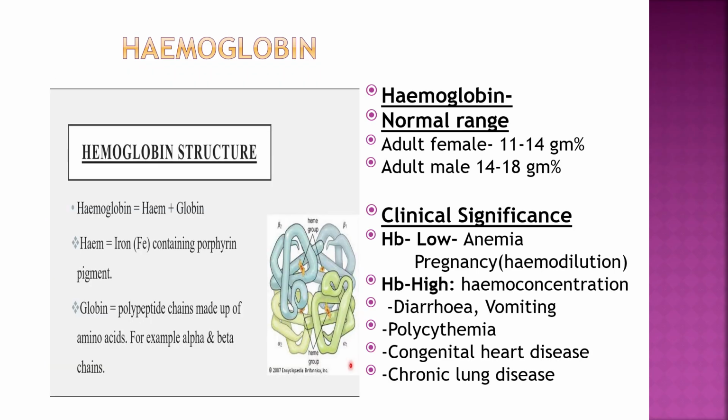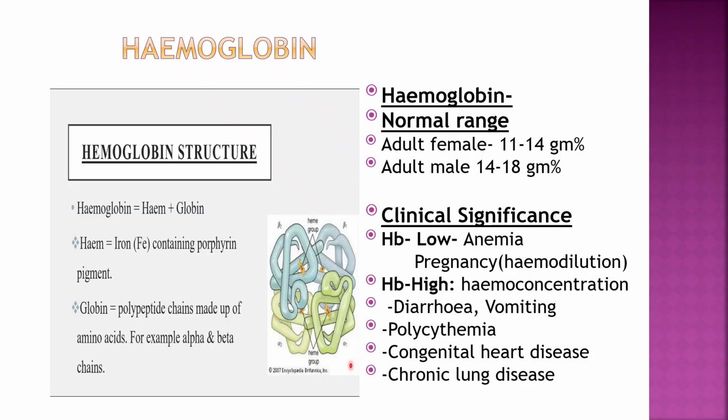The first parameter from the CBC is hemoglobin. Hemoglobin is heme plus globin, and the heme contains iron plus porphyrin rings, and globin contains 4 polypeptide chains, that is 2 alpha and 2 beta. Because of abnormality in the alpha and beta chains, we can see conditions like sickle cell anemia and thalassemia. The normal range of hemoglobin in adult females is 11 to 14 gram %, and in adult males it is 14 to 18 gram %.